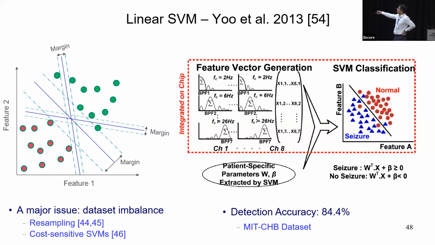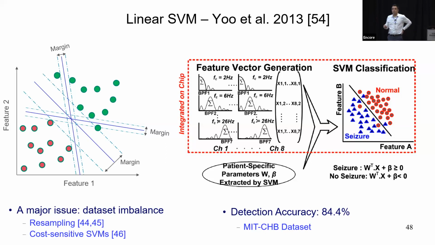This is an example of an implementation of SVMs for seizure detection. You can see that the authors have extracted the spectral band energy as the feature, and they have fed that to their SVM classifier, and they could get seizure detection with a reasonable accuracy.